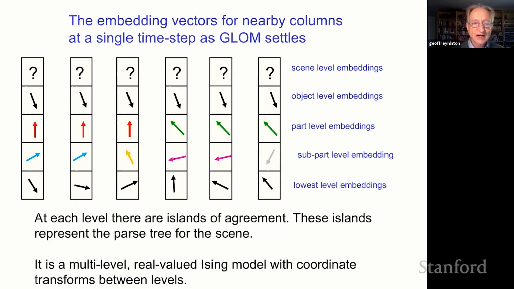And at the object level, you might have a nose and then a mouth, and they're part of the same face. And so all those vectors are the same. And this network hasn't yet settled down to produce something at the scene level.